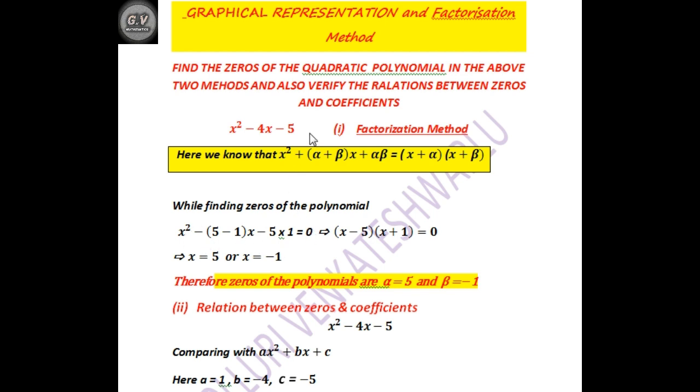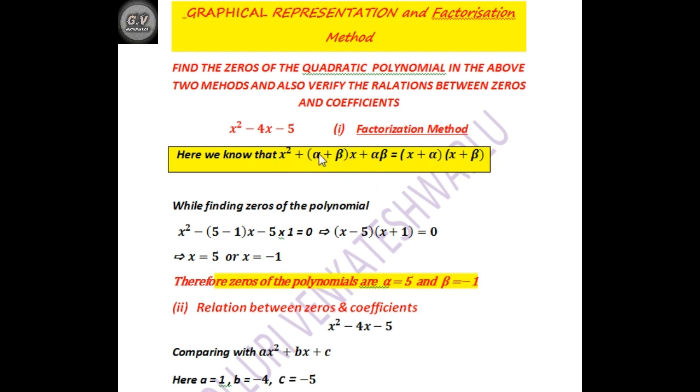Here according to the identity, x square plus alpha plus beta into x plus alpha beta is written as x plus alpha into x plus beta. We already discussed this in the 7th and 8th classes, when we studied identities. So x square plus of alpha plus beta into x plus alpha beta is split into a product of linear factors, that is x plus alpha into x plus beta.